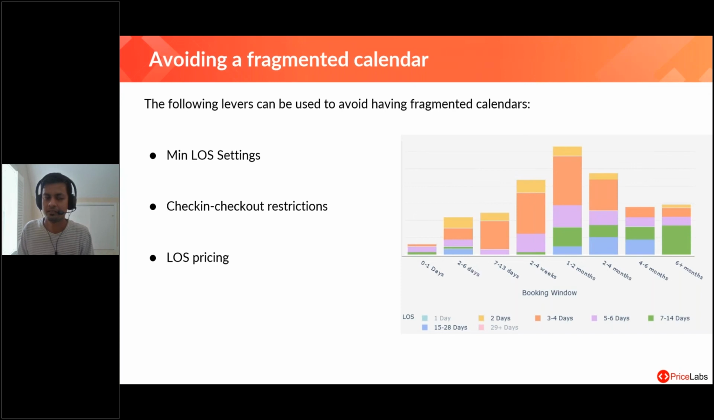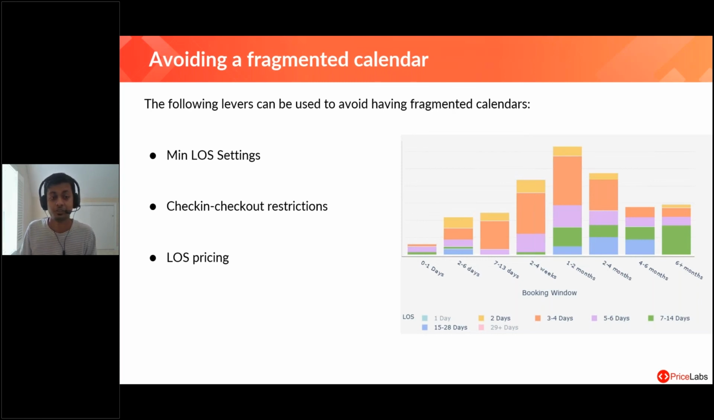And then the last lever, that I hope will become more common as we go forward, but it hasn't yet, is called length of stay pricing. One example that's very common right now is weekly and monthly discounts. For example, your price is $300. If somebody books a week-long stay, then you give a 10% discount. If somebody stays for a month, you give a 20% discount.